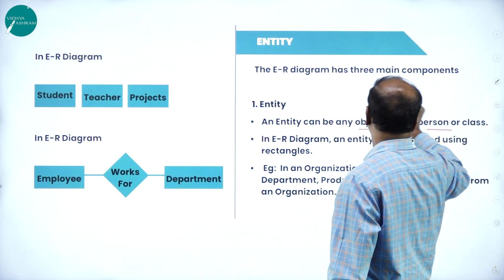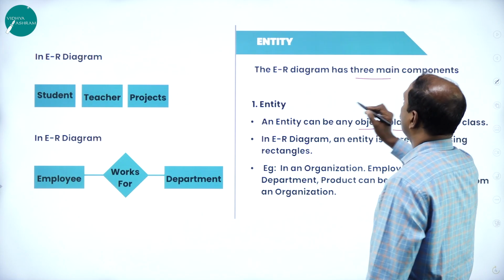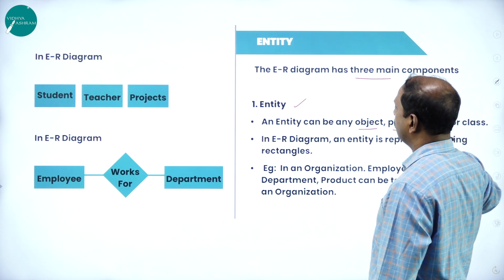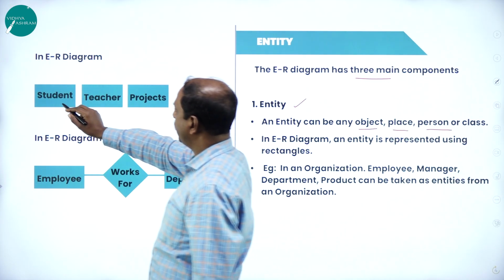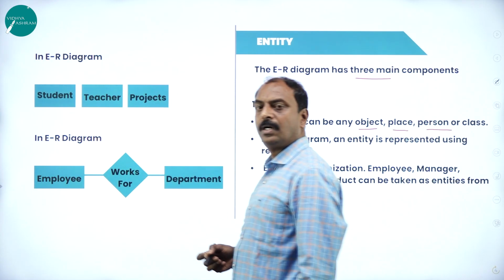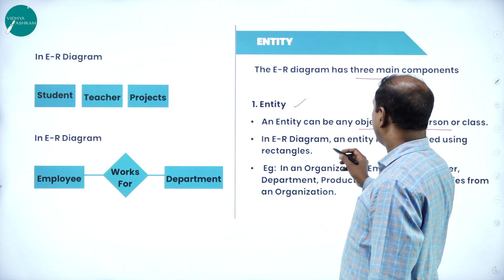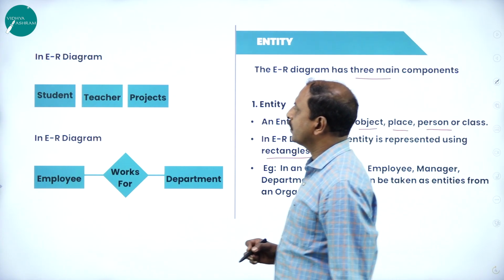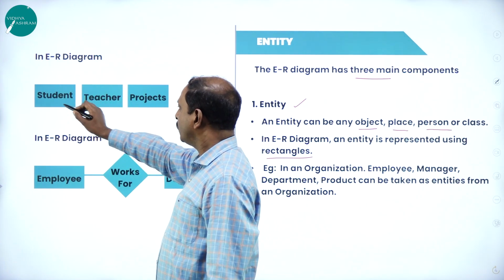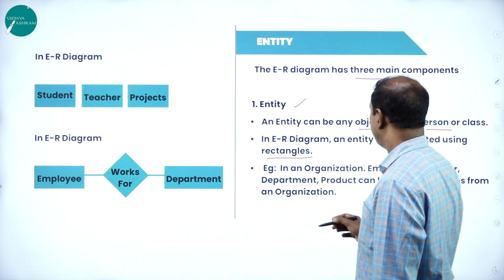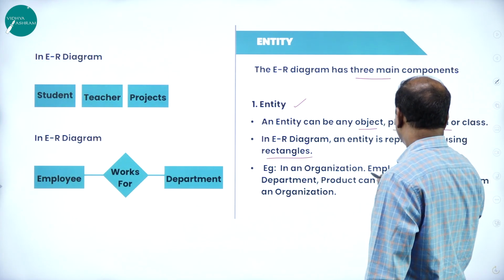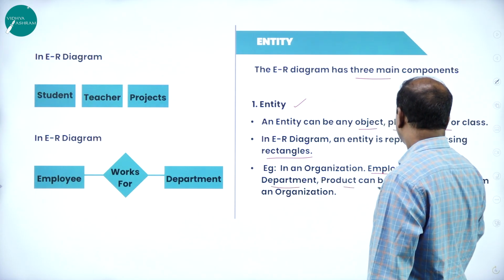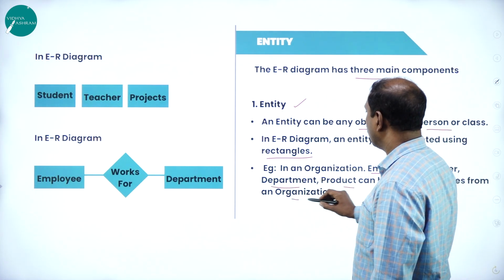Here there are three components. One of the components is entity. Entity can be an object, place, person or a class. In this diagram, student, teacher and projects are three entities. And in an ER diagram, an entity is represented using rectangles. So, we are going to represent entity through rectangles. Example, in an organization, employee, manager, department, product can be taken as entities.